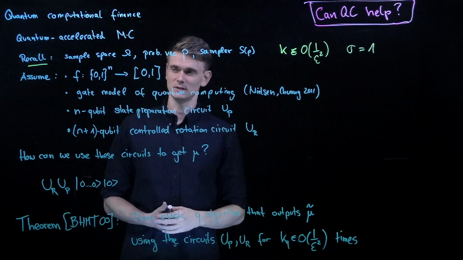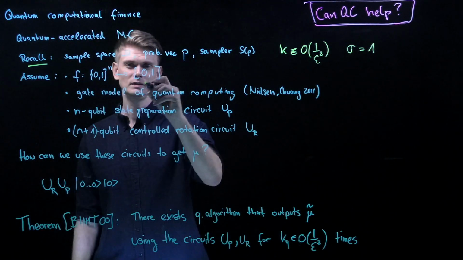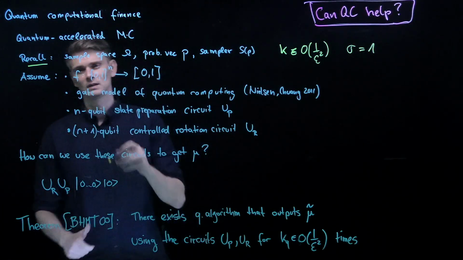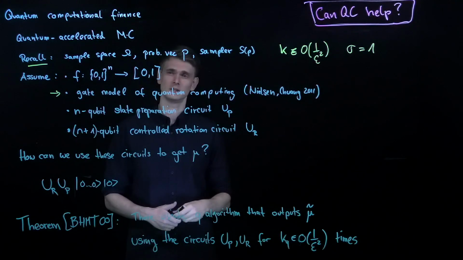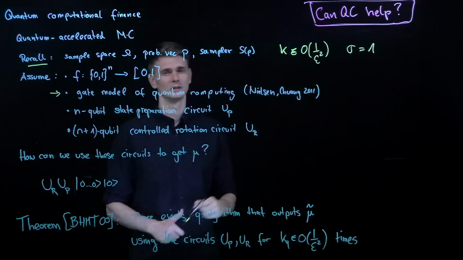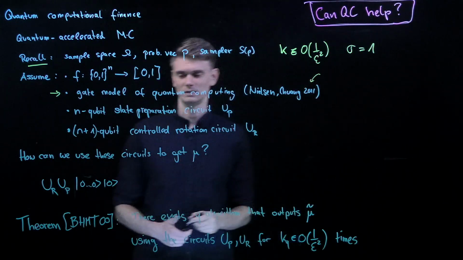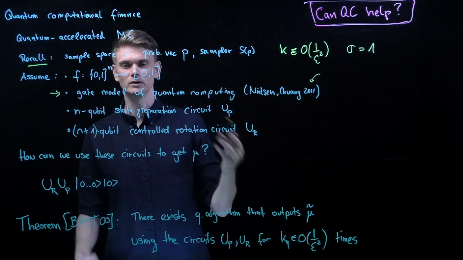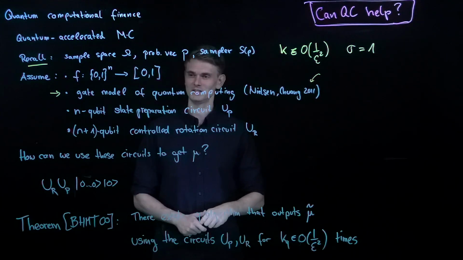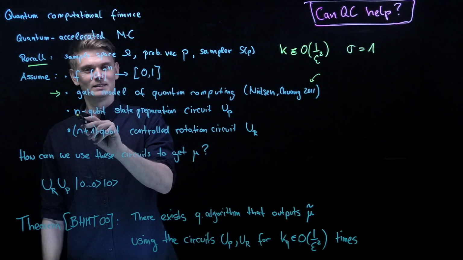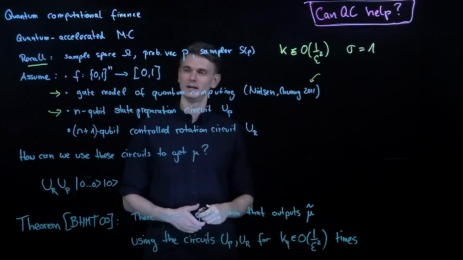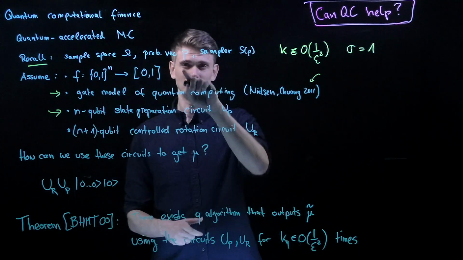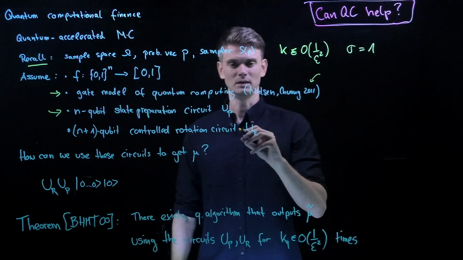Now we make further assumptions. First, for simplicity, we restrict the function to the interval 0, 1. Second, we assume the standard gate model of quantum computing. For this, Nielsen and Chuang provide a great introduction, and also other resources on this webpage. In addition, we have an n-qubit state preparation circuit that prepares the probability distribution P as follows.